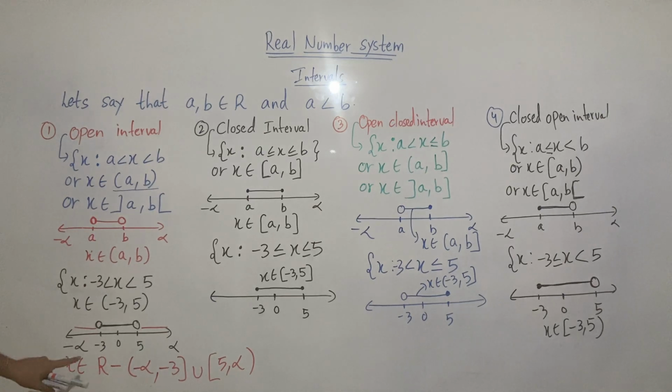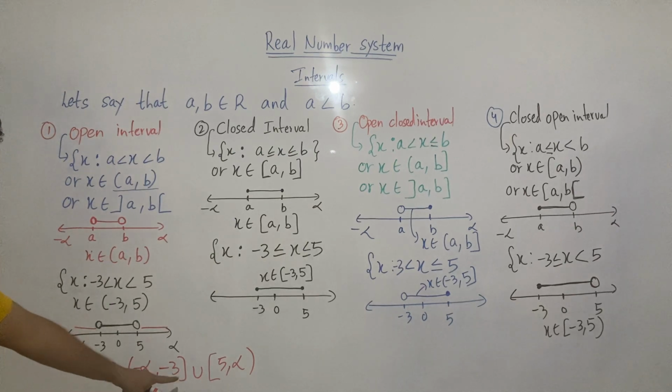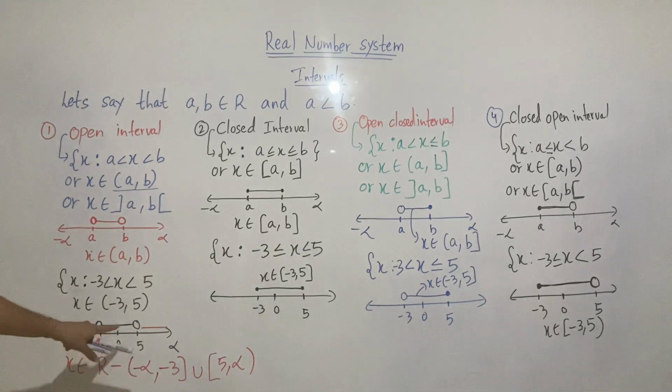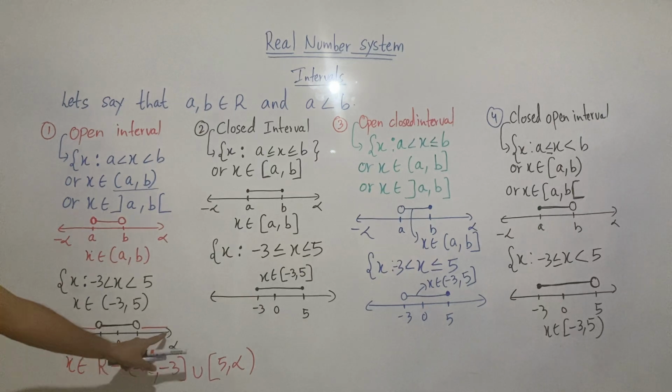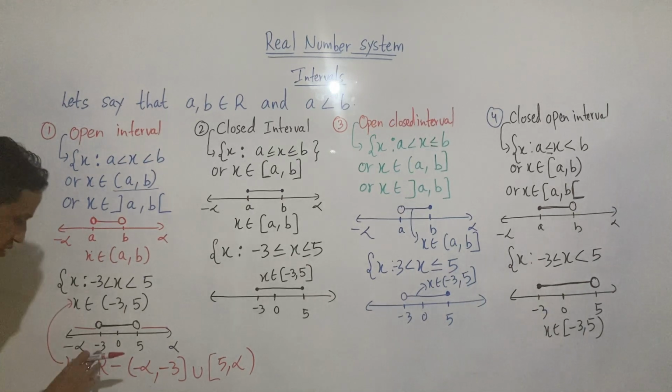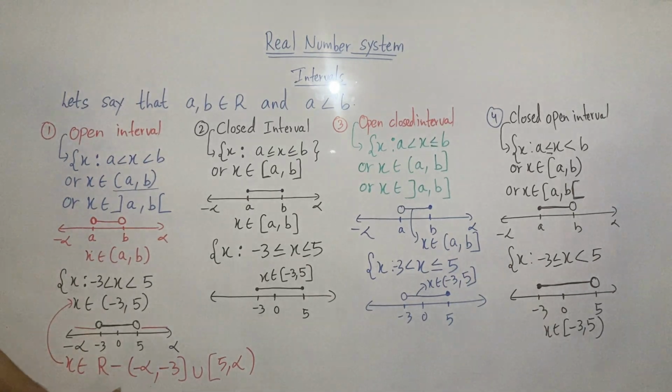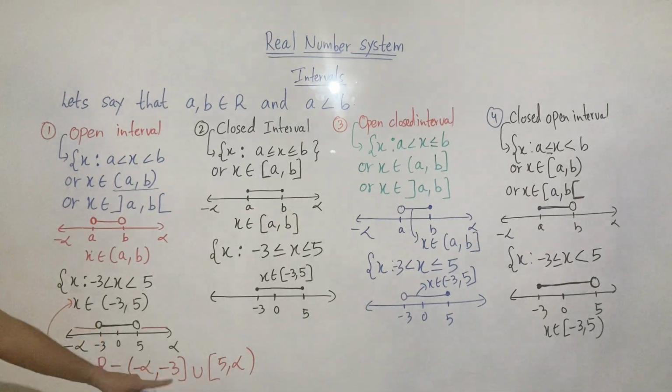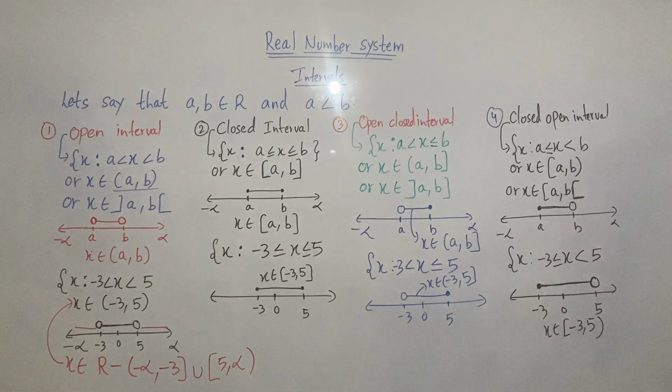Real number minus this set: minus infinity to -3 union 5 to infinity. Yes, this is correct. So this is another way to represent this, okay? Because from the set of real numbers, if you take this element out, you will be left with this, okay?